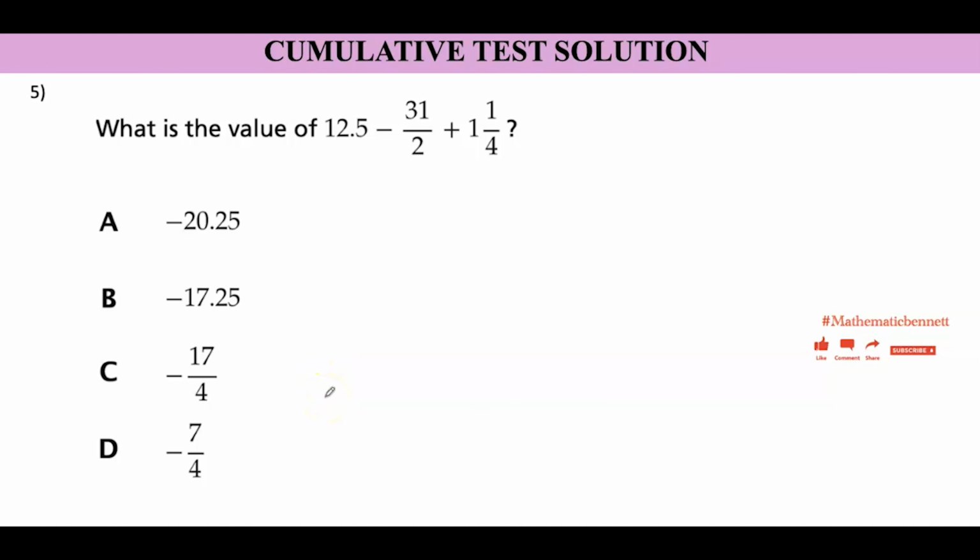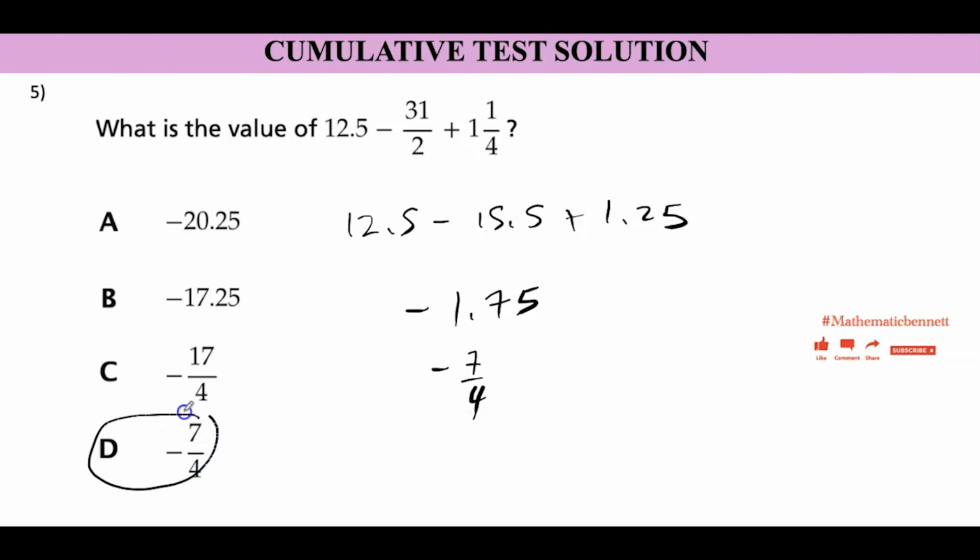What is the value of 12.5 minus 31/2 plus 1 1/4? We could rewrite this as 12.5 minus 15.5 plus 1.25. We rewrite all our fractions as decimals, and then we can easily calculate. We get negative 1.75, which is the same as negative 7/4. So our answer is D.